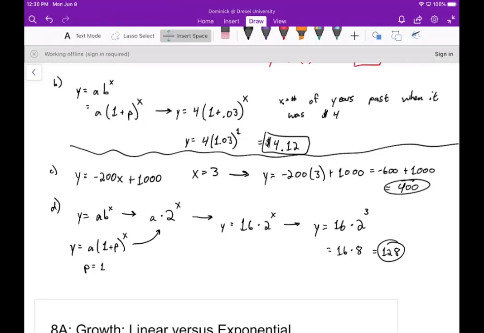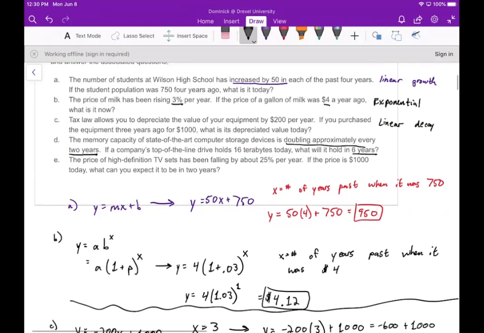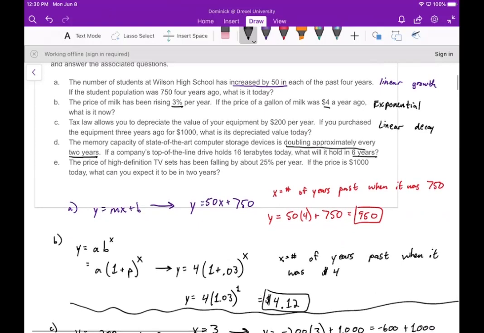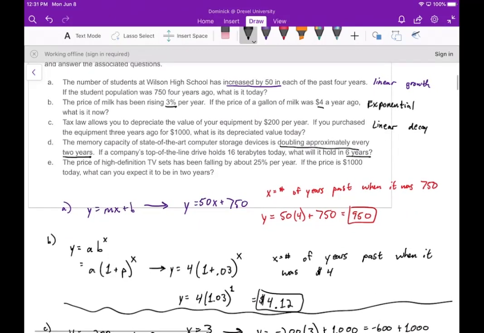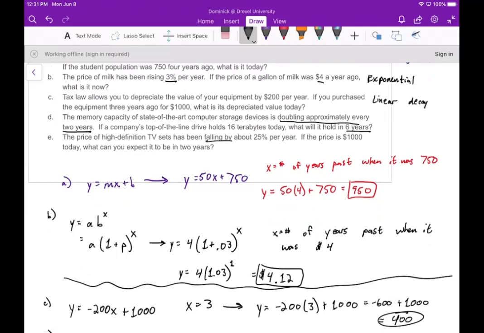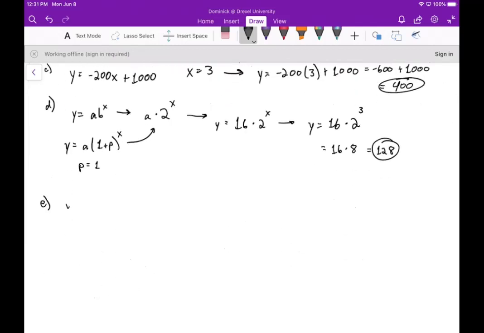Okay, and then for part E, we have that the price of high definition TV sets has been falling by about 25% each year. And if the price is $1,000 today, what can you expect it to be in 2 years? So now this time, again, we're decreasing by the same percentage each year. Okay, so now we're going to have that y is equal to a times (1 minus p) to the x power.